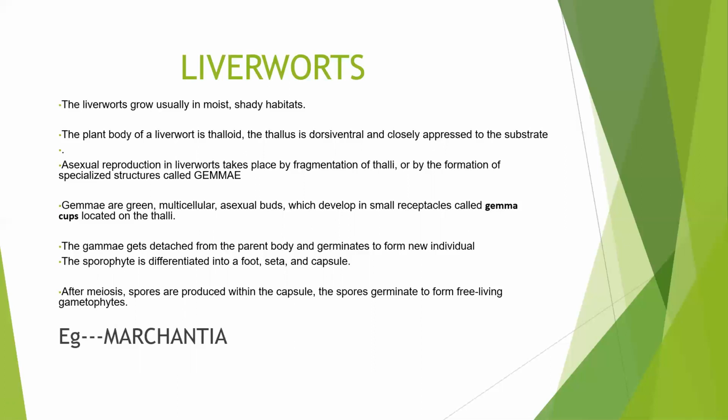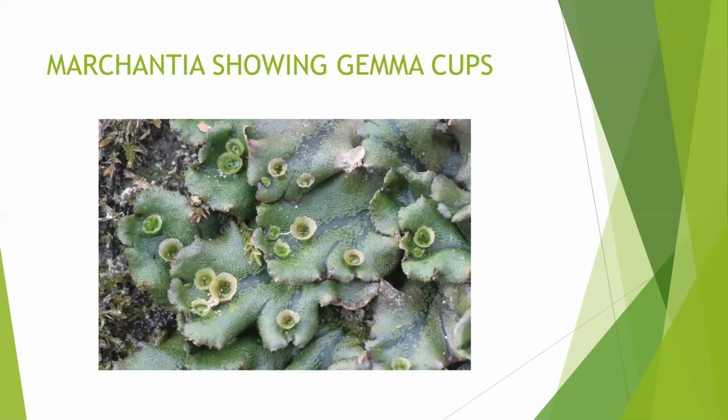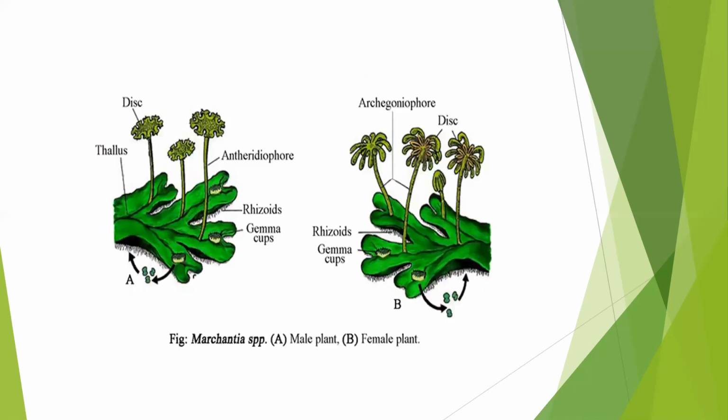And in Marchantia, the sporophyte is further differentiated into foot, seta, and capsule. But this foot, seta, and capsule is more dominant, or you can study it more, in mosses. It's more clear in mosses.